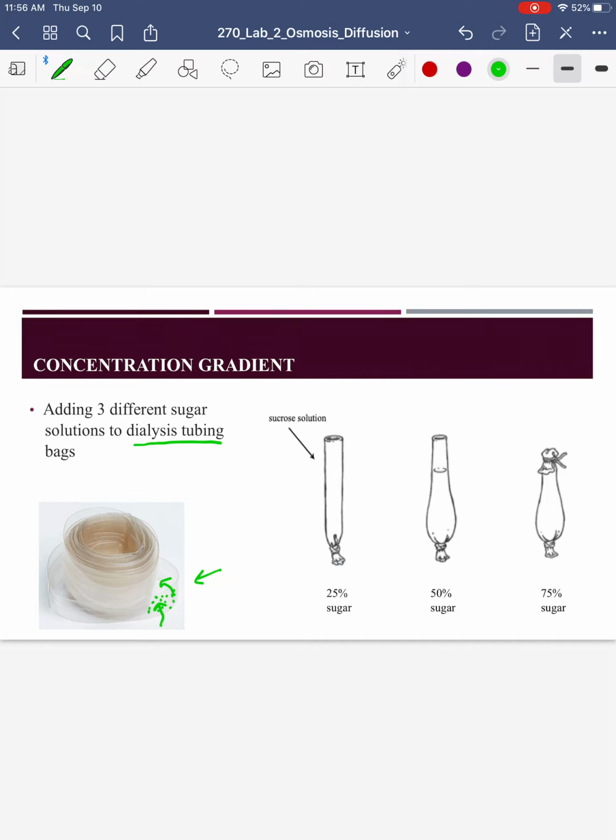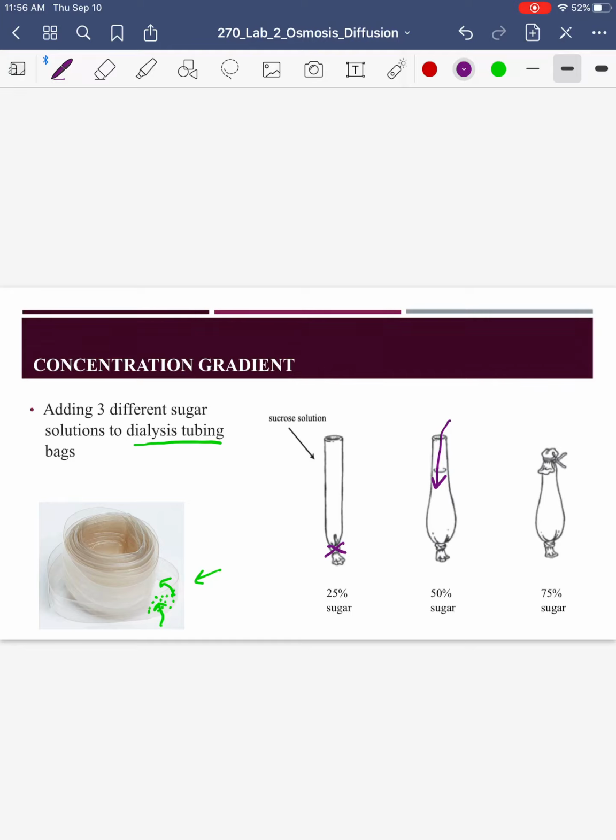All right, anyway, you would be taking these pieces of dialysis tubing, tying them at one end, and then filling them with a sugar solution.